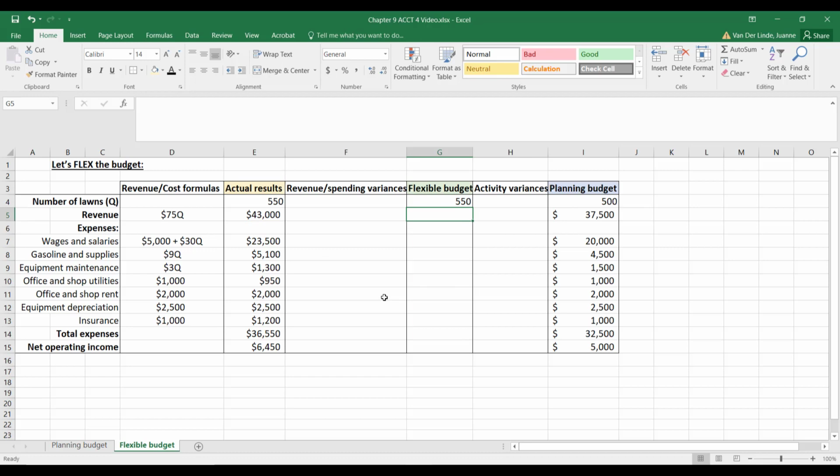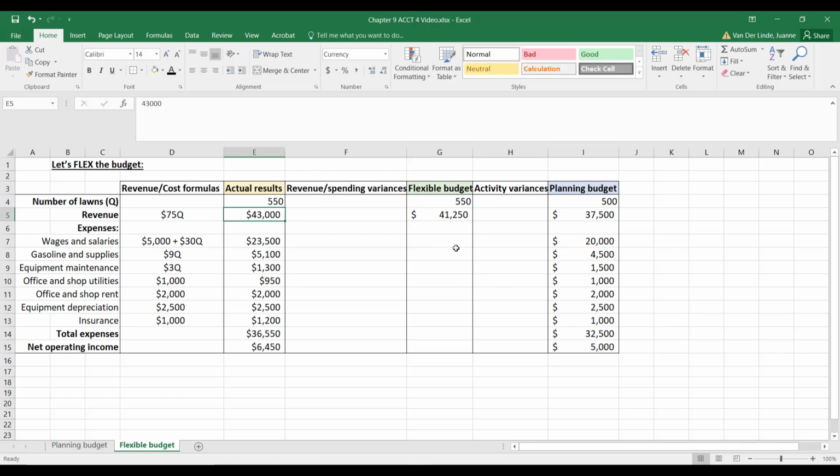So for revenue, we actually mowed 550 lawns. We generated $43,000 of revenue in actuality, but what amount of revenue should we have generated? Here's where we take the actual level of activity of 550 lawns and multiply it by $75 of revenue per lawn. So when we are actually mowing 550 lawns, based on that revenue formula, we should be bringing in $41,250. In actuality, we brought in $43,000.